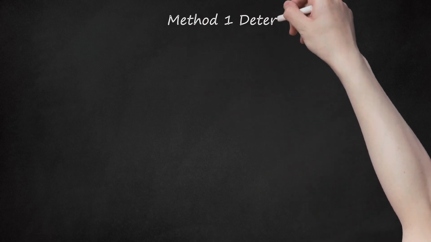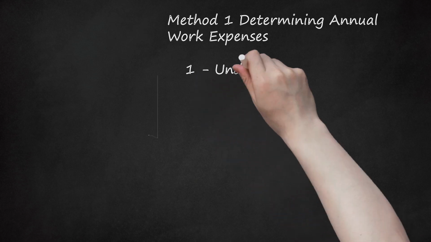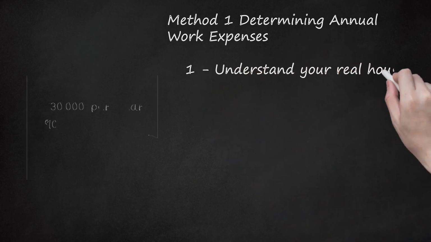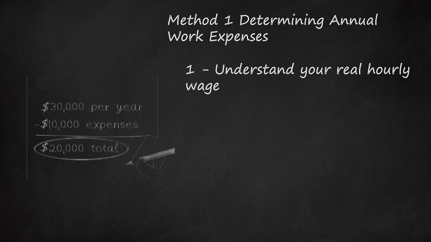Method 1. Determining annual work expenses. 1. Understand your real hourly wage. Most people are familiar with their hourly wage, but chances are very good your real hourly wage is less. Your real hourly wage deducts all the costs associated with doing your job from your income, and divides the result by all the hours you spend doing work-related tasks.